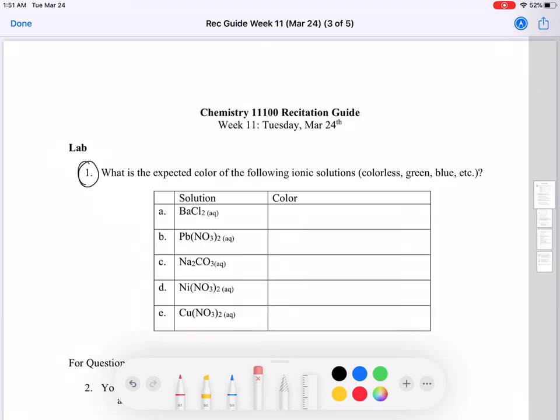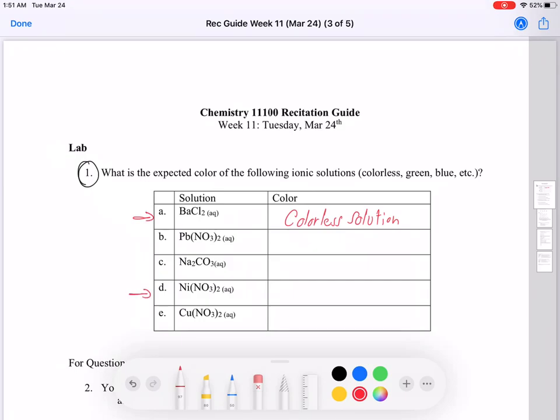For this, always check the table of solubility I just provided you, or you can just go to your manual and you will find it. So for the first one, barium chloride, they are asking me to see what is the expected color I will get for each one of the following solutions. I just checked on the chart, and for barium chloride it always will be a colorless solution.